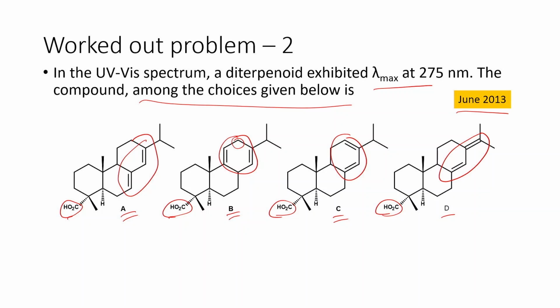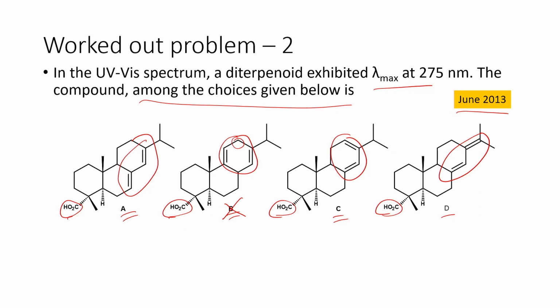So all the structures have 2 double bonds, and except B, which has isolated double bonds. For isolated double bonds, the base value of lambda max is roughly around 215. So compound B may not be the option for our given problem. We have to look at the other 3 cases, A, C and D.